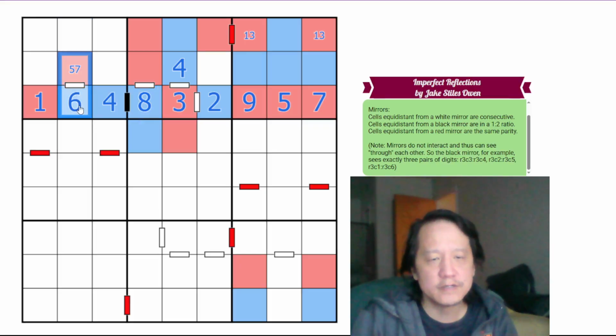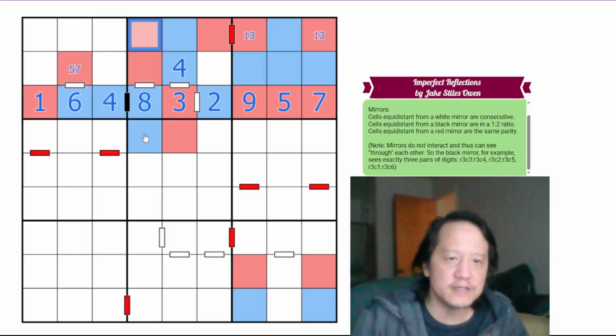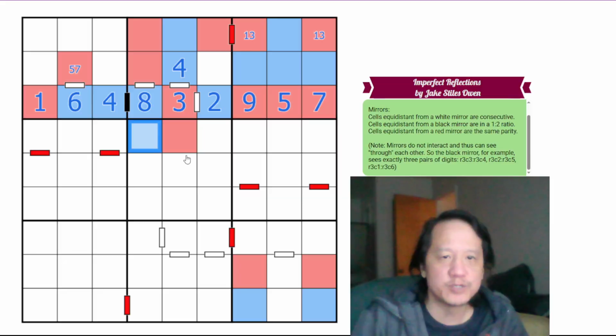This is odd and even. So the thing is, these two are consecutive. Since this is odd, this must be even. We have four evens in box 2, so this must be odd now. We are guaranteed. Okay, that's not helpful.